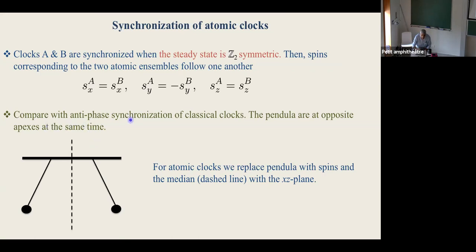So this is quite similar to the anti-phase synchronization. Here, the phase of one is equal to minus the phase of the other. The system has a reflection symmetry about this median. Now here we replace pendula with spins and the median with the XZ plane. So it's a symmetry with respect to reflection through the XZ plane.